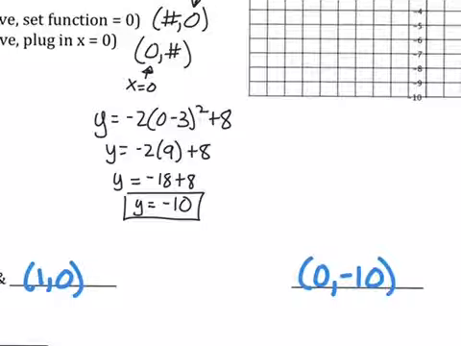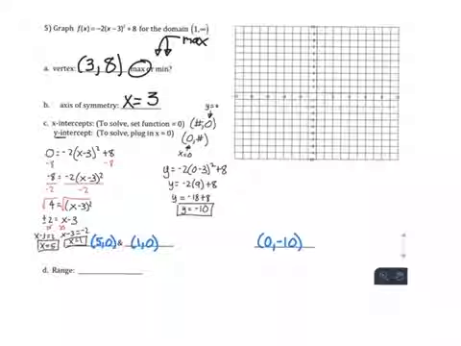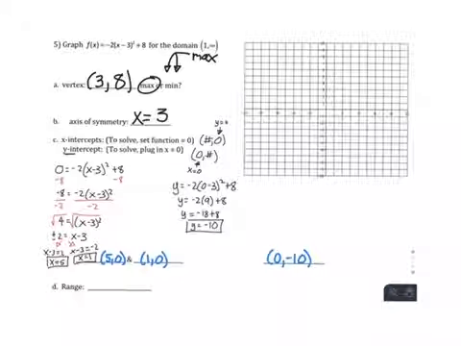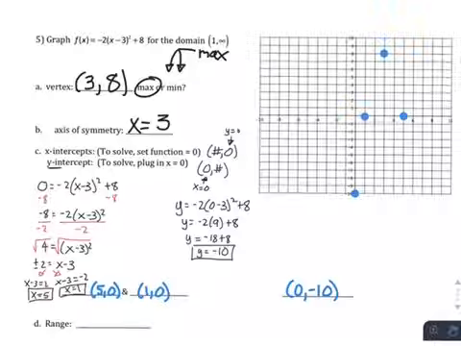Okay, so now that we have all of these points, we can go ahead and try to graph. So we have our vertex we can graph, we have two x-intercepts, and our y-intercept. So first, just plot those points. Okay? Alright, so I plotted my points, but I did not graph yet.